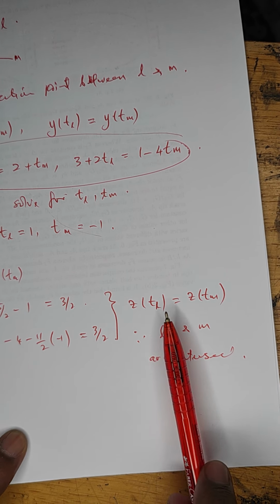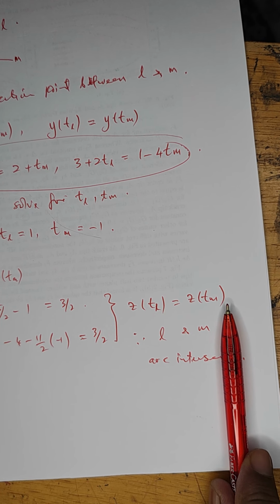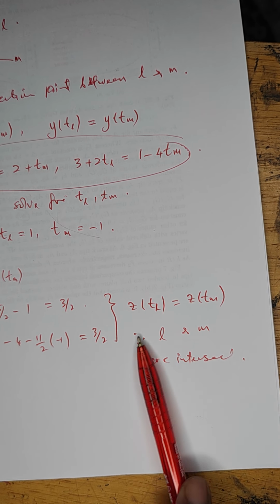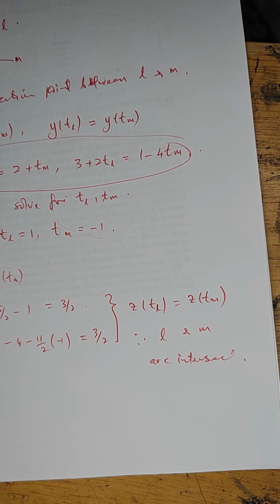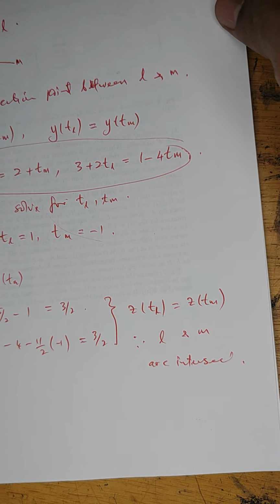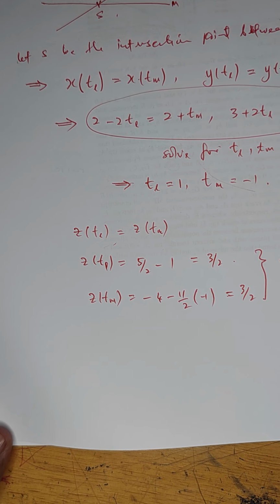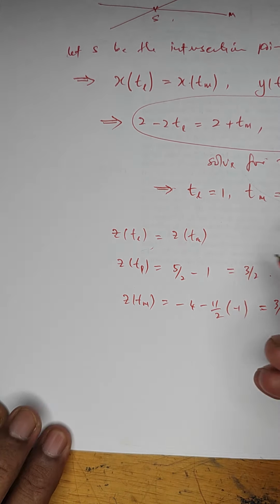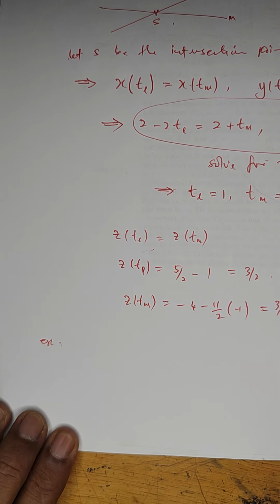Okay, if Z at TL and TM are not the same, have different values, then the lines L and M do not intersect. In this case, they are equal, so they intersect. Okay, you can try. Let me give you an example. You can try this. It's an exercise.